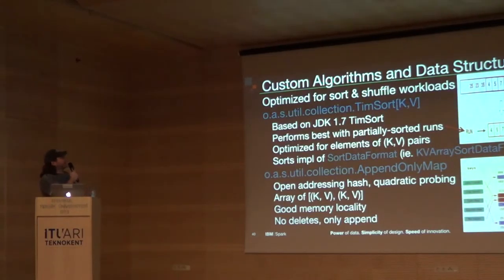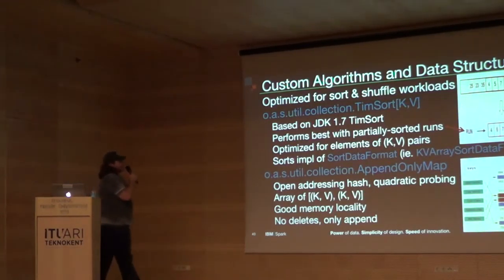So Tim Sort, I think I mentioned this a couple times, they modified it to now have key value pairs. The original one just takes an array of single values and just sorts them. Because we're in a key value type of workload, just making small tweaks to that helped out a lot.